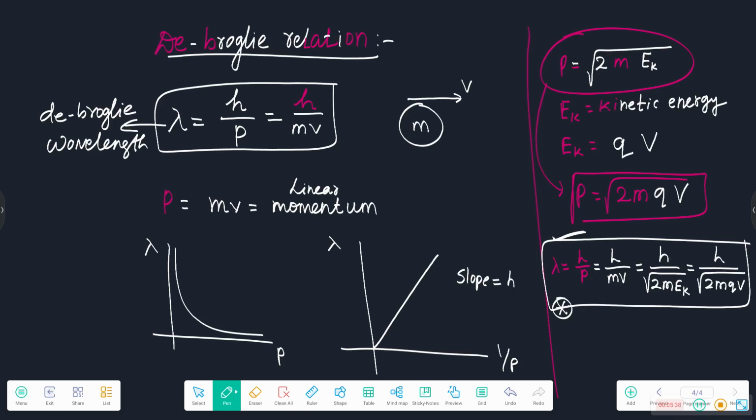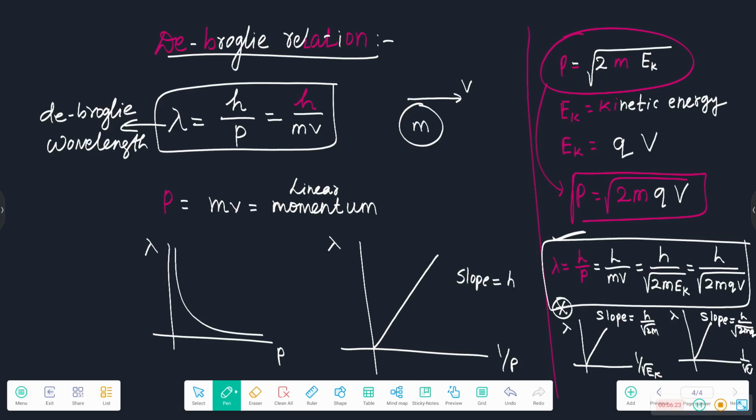Yes or no? Now you tell me here, suppose I am doing the graph of lambda and 1 by root Ek, root kinetic energy. So what will I get? I'll get a straight line. What will be the slope here? Now the slope will be h by root 2m. Now suppose I do a graph here, lambda and 1 by root V. Then what is the slope here? A straight line graph will come. Now the slope will be h by root 2mq. That also you can write. Many things you can do. If you remember this relation, many graphs, many things you can do.